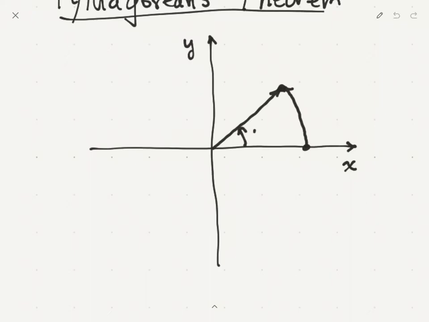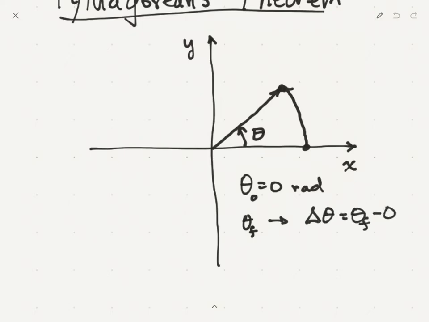That means we have some angle that's measured from the positive x-axis. The angle at the positive x-axis is 0 degrees. In this particular case, we're going to use radians. So 0 radians, all right? And then you have some final angle, just some other location. So basically from this we are going to get some delta theta, which is just theta final minus theta initial.